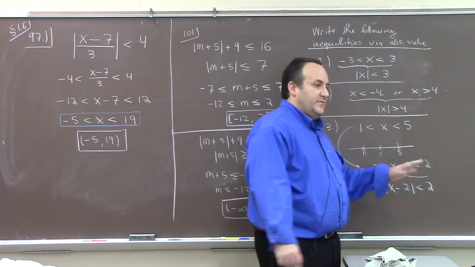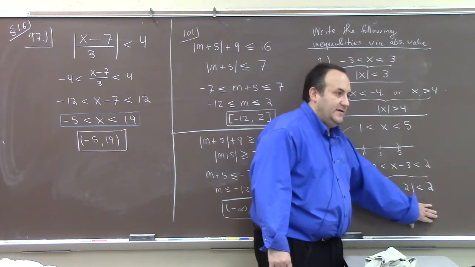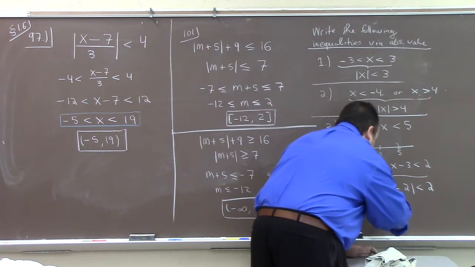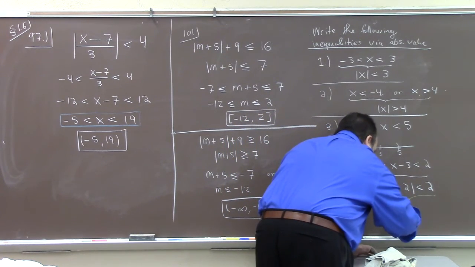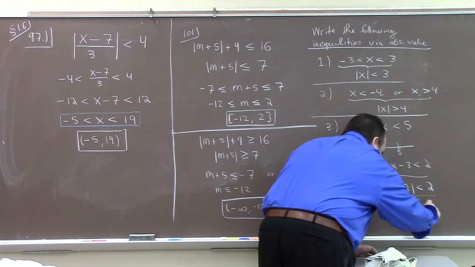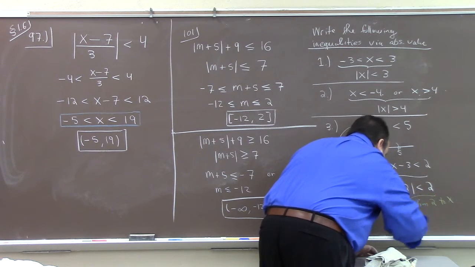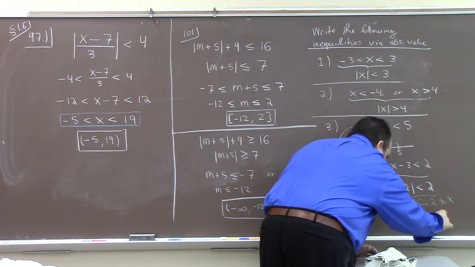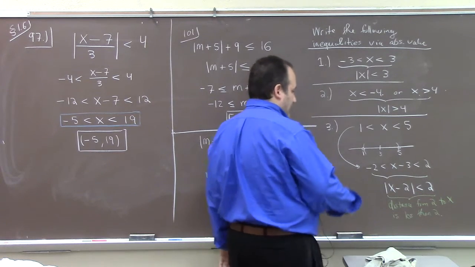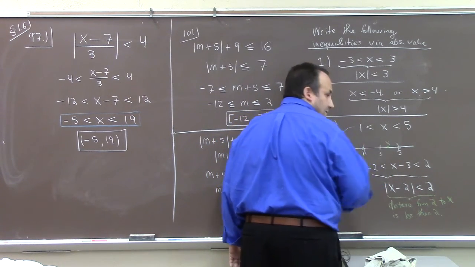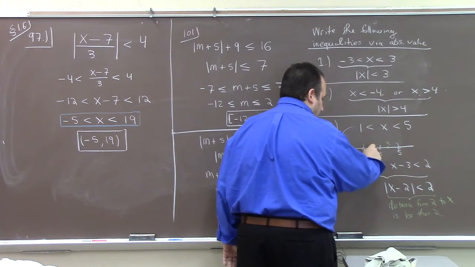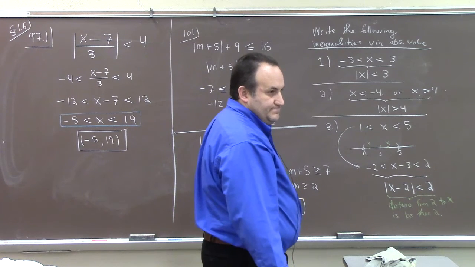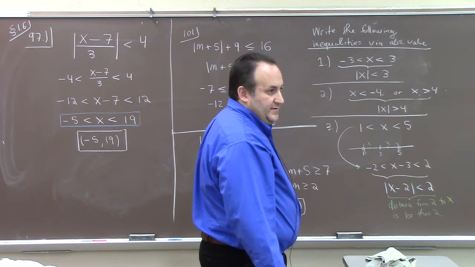But here's another way to think about this. Write this out in a sentence. What this thing says is that the distance from 2 to x is less than 2. So if I put x up in here, x over there, it's within 2 units of 3. And so that's the way to do these.